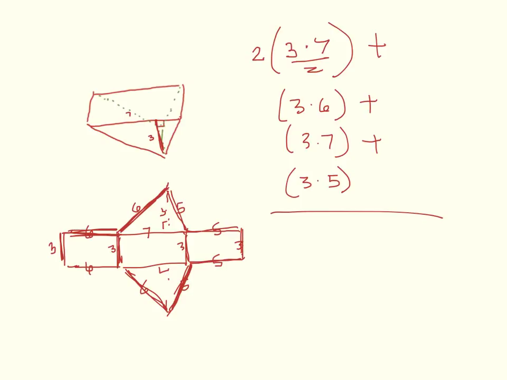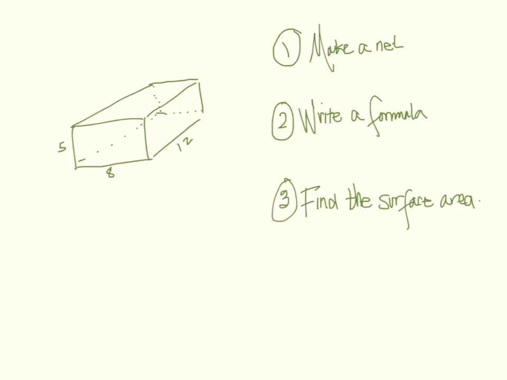The basic idea here is to break it down into its small parts, figure out the area of each part, and then add them all together. The last thing you're going to do is a much easier one. Make a net just like I did. This time it's with rectangles. Write out the formula and then find the surface area. Make sure that you're working down like we do in order of operations with the answer at the bottom. And we are done.